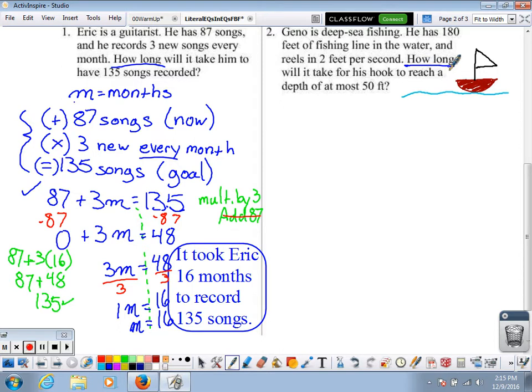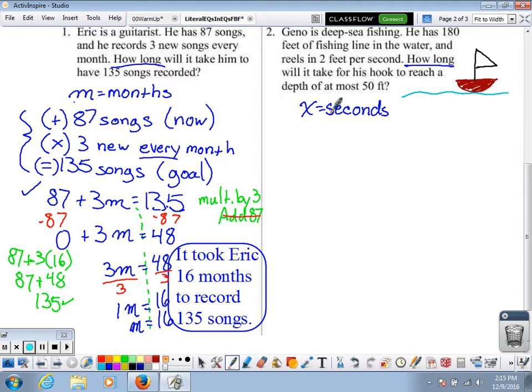How long is that going to take him? They're talking about time. What kind of time? What kind of time, Aaliyah? Seconds. So, Aaliyah, what variable do you want to use for seconds? X works for me. If you want to use S, that's fine. Just make sure that it's a cursive S. A print S looks too much like a 5.